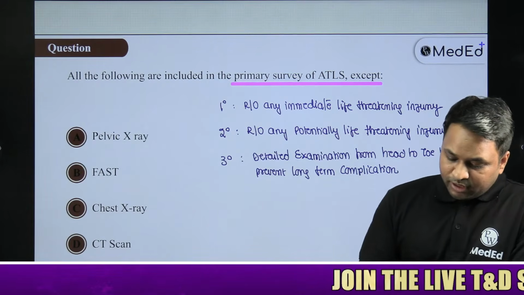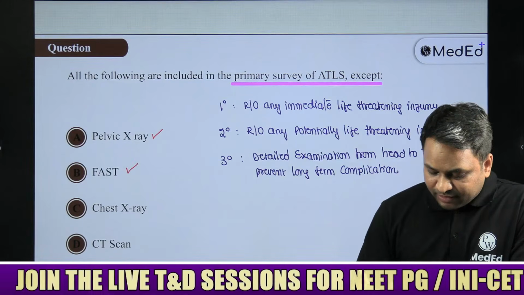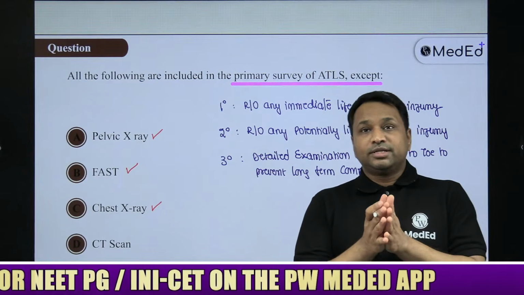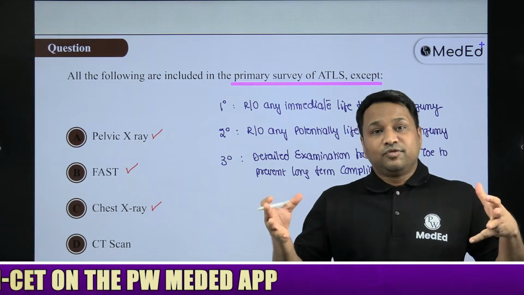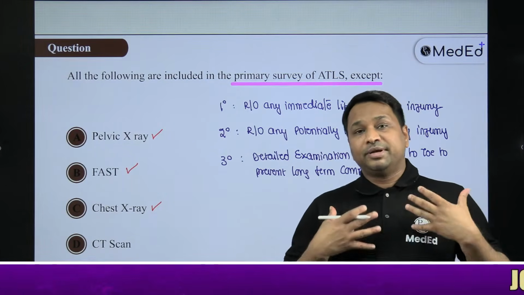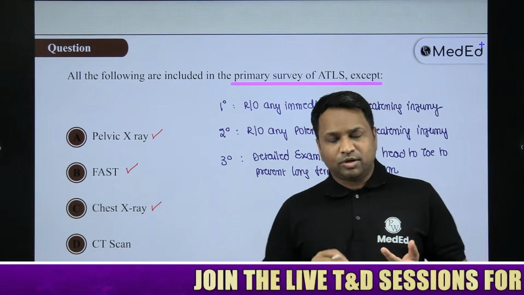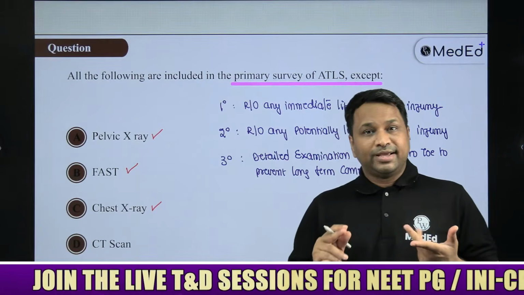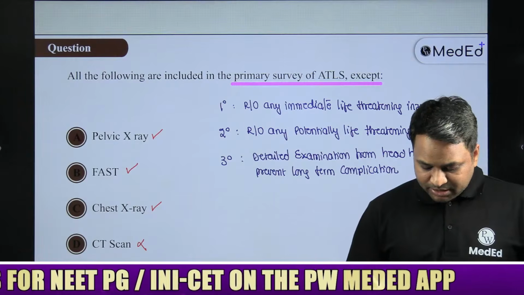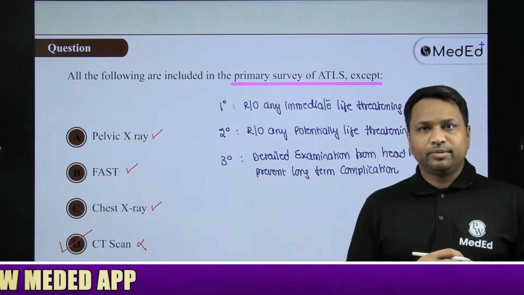Now here, all of the following are done except: I will do a pelvic X-ray, I will do a FAST, I will do a chest X-ray. Pelvic X-rays are done to evaluate for pelvic fractures, which we all know is one of the most important causes of occult blood loss. FAST is done to evaluate blunt trauma abdomen as well as thoracic injuries. Chest X-ray is obviously to rule out tension pneumothorax, hemothorax, pericardial tamponade. I would not do a CT in a primary survey. So the answer here is D.